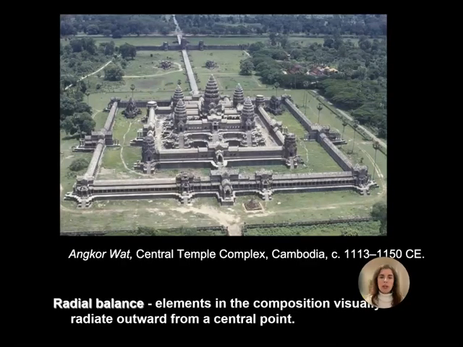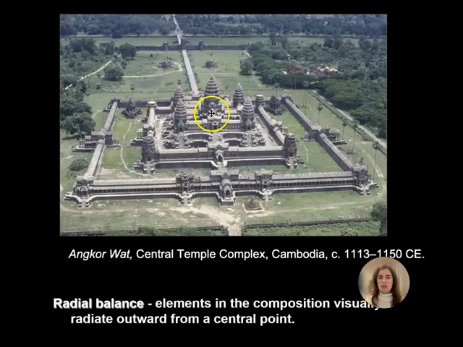We can also have what's called radial balance. So this idea of elements in a composition visually radiating outward from a central point. And here we're looking at the grand and very large temple complex in Cambodia known as Angkor Wat. And Angkor Wat is, again, this massive complex that is associated with Hinduism, but also has associations with Buddhism too. It's about 1,000 years old. And it has connections to like a recreation of a mountain, like a very significant mountain.